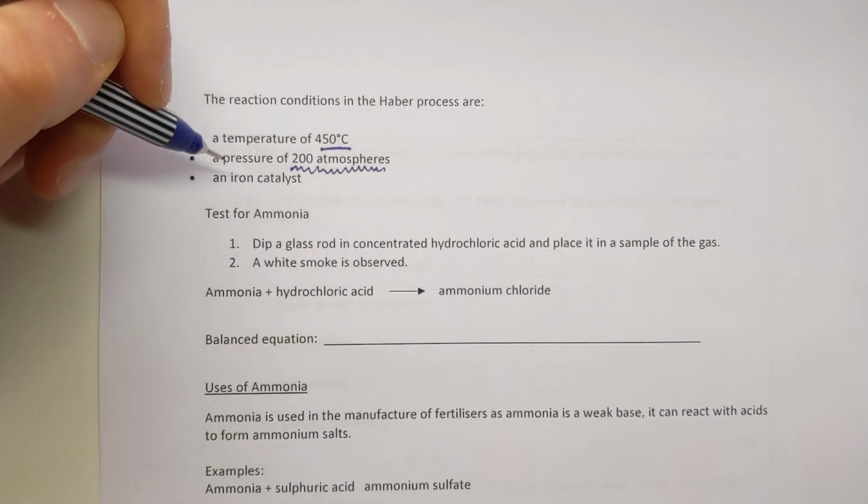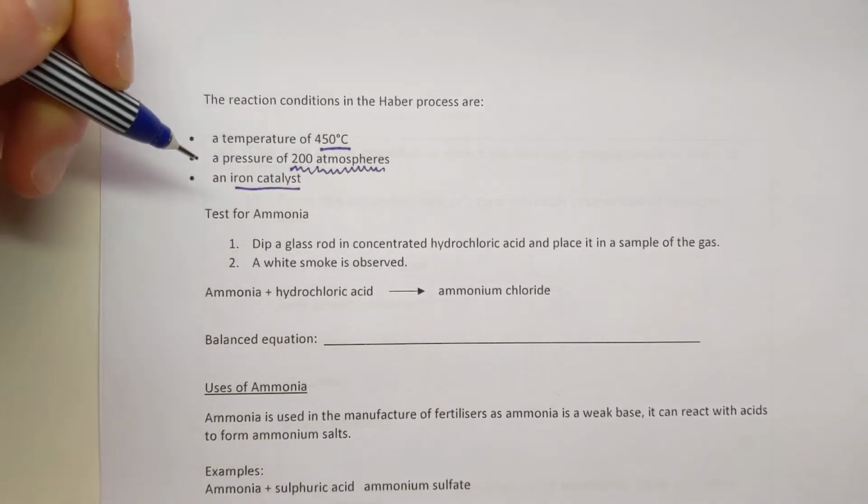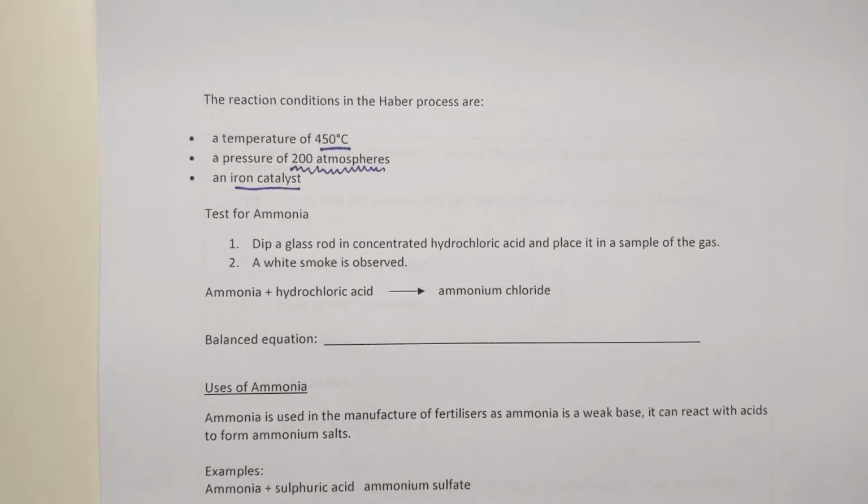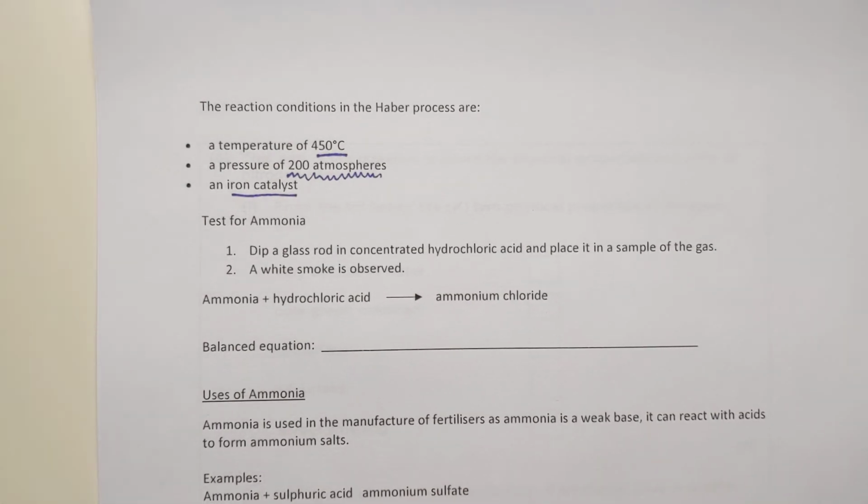We use a catalyst to speed up the process as well. It's called an iron catalyst, just chopped up really fine. And that will make us our ammonia, which is useful for fertilizers.